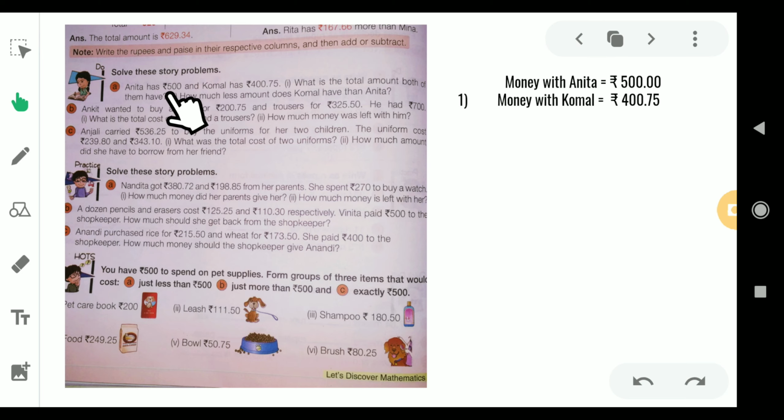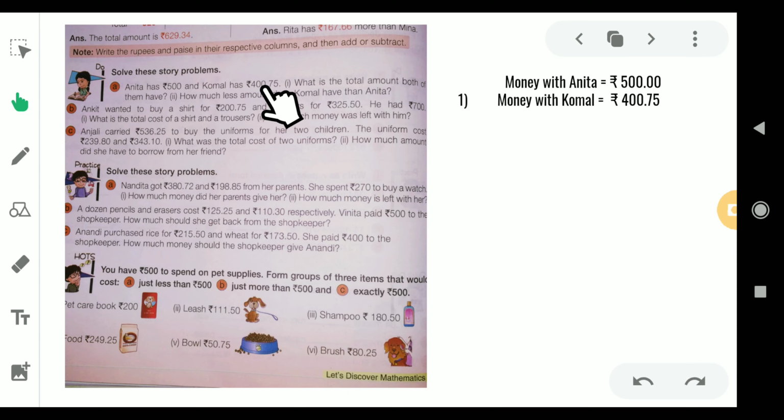Anita has rupees 500 and Komal has rupees 475 paise. What is the total amount both of them have? So this is the first question. And the second question is, how much less amount does Komal have than Anita?